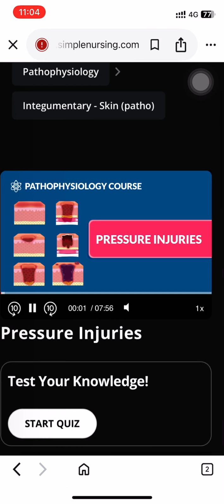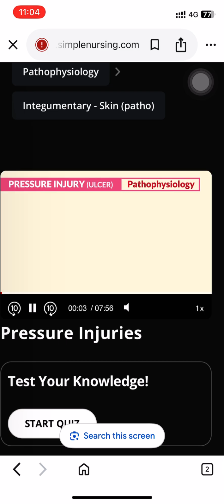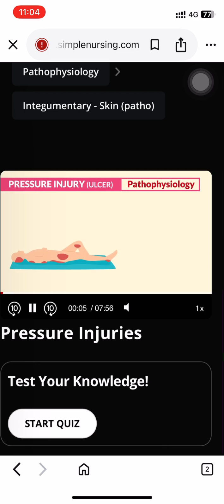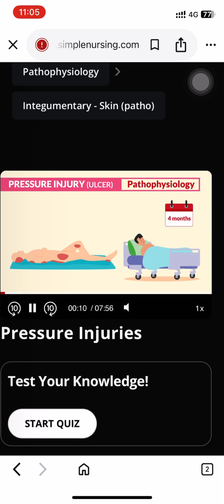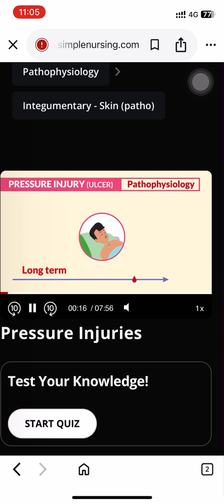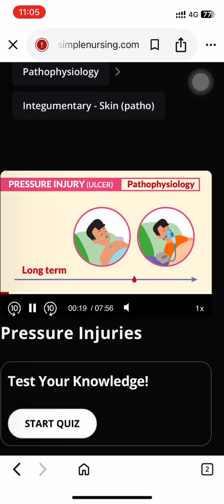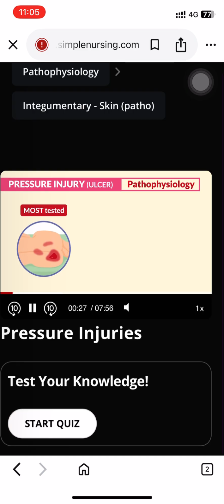Now for pressure injuries, formerly called pressure ulcers. These result from damage to the skin or underlying tissues over a bony prominence, commonly from bedridden clients who are not turned adequately, or from a medical device due to intense or prolonged pressure, like long-term use of oxygen devices, like a nasal cannula or even an oxygen face mask. But typically bed sores are the most tested here, resulting from bony prominences, basically areas that feel bony.